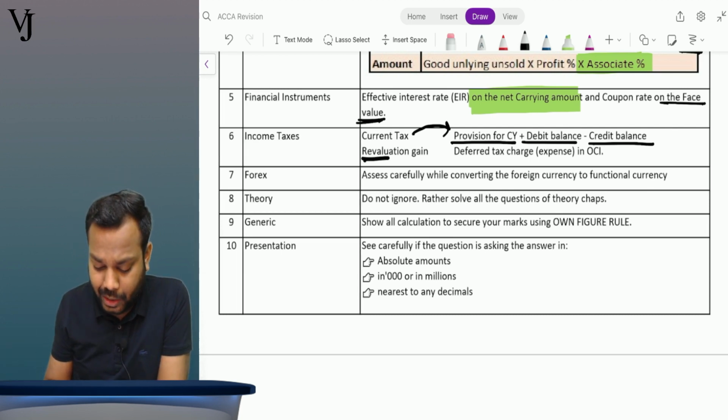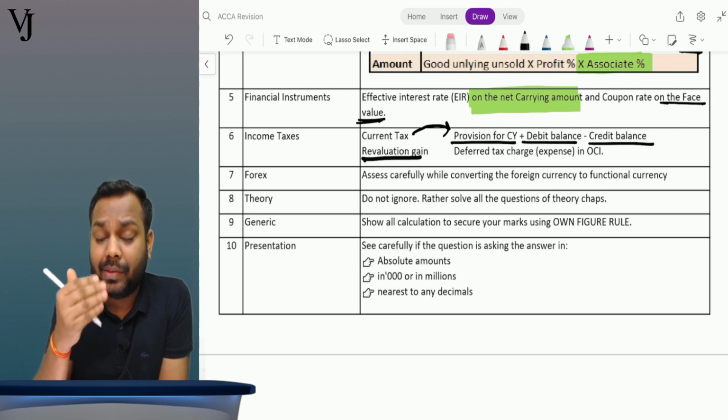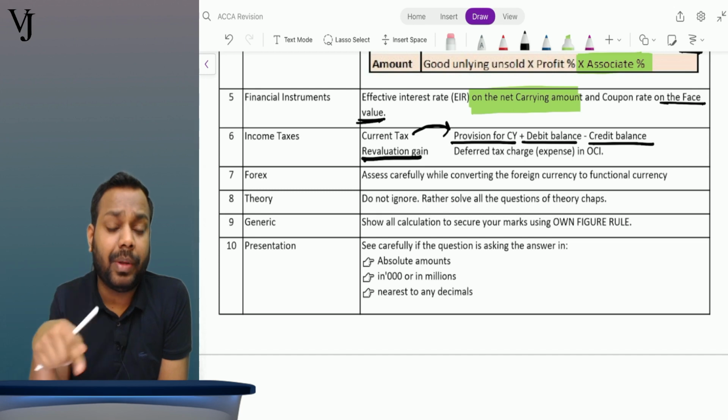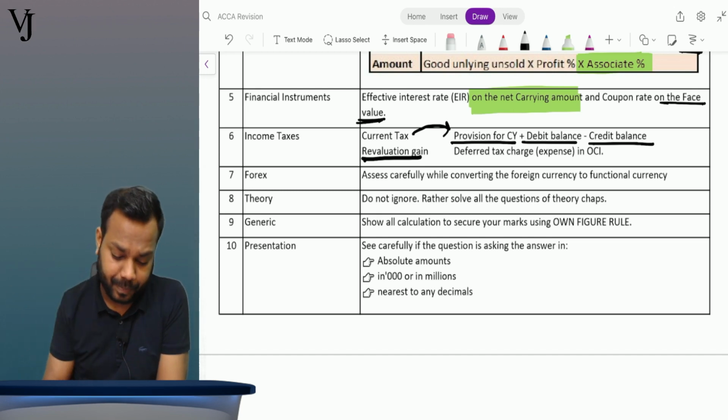Revaluation gain, tell me where it is recognized? In OCI. So any deferred tax impact for the revaluation gain will also be recognized in OCI.